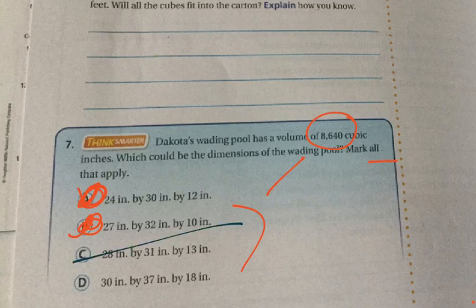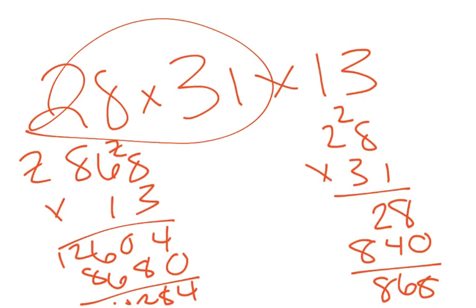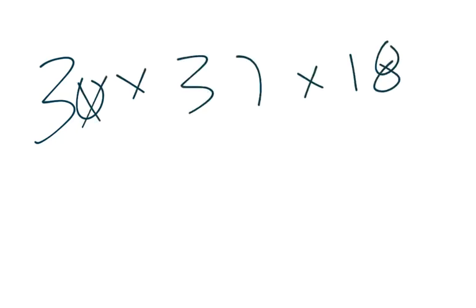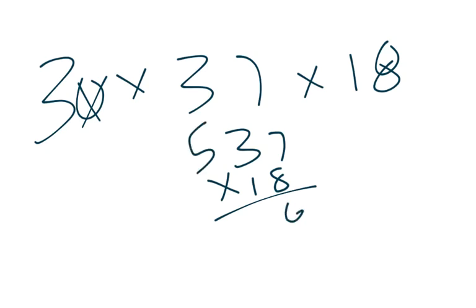30 by 37 by 18. I'm happy because I can get rid of that 0. 37 by 18. Let's do 8 times 7 is 56. 8 times 3 is 24. Plus 5 would be 29. Cross that out. Put a 0. 7 times 1 is 7. 1 times 3 is 3.